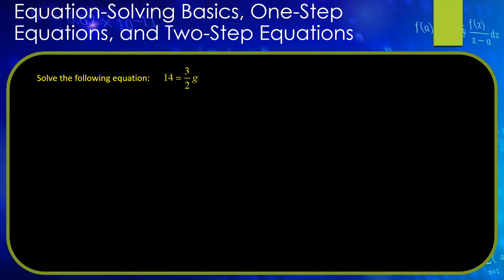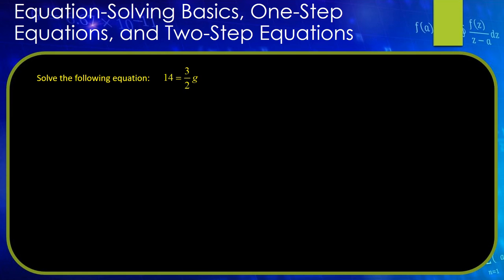14 equals 3/2 times g. Well, now, a couple of things that are different here. This one actually has the variable on the right. That's not a big deal. If I wanted to, I could rewrite it with the 3/2 g on the left and the 14 on the right. You're going to see eventually I do that, because I am used to making sure to report the answer with the letter on the left, number on the right.